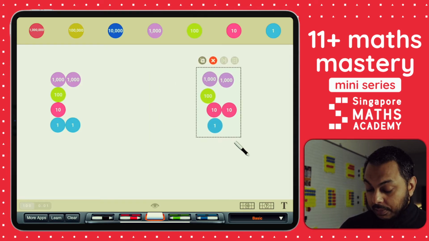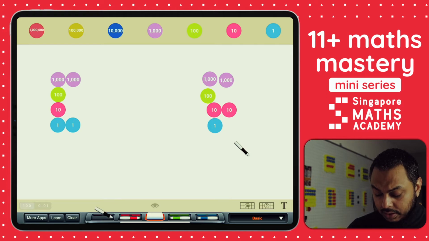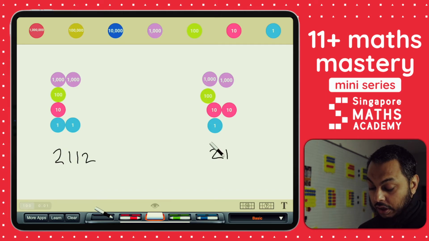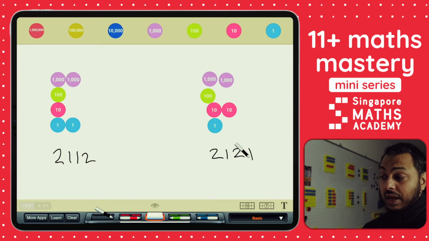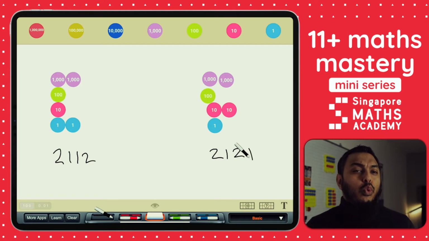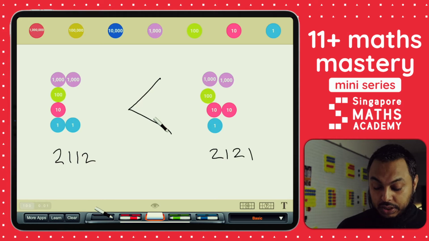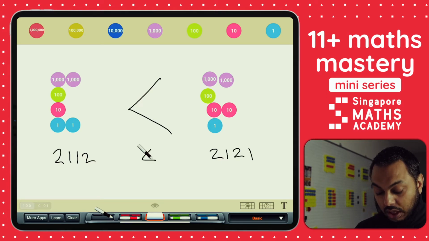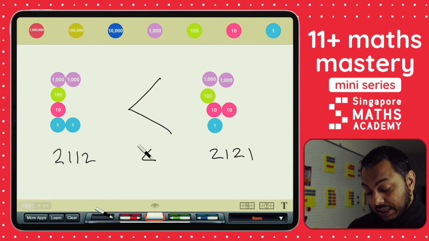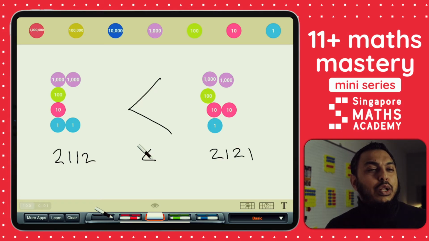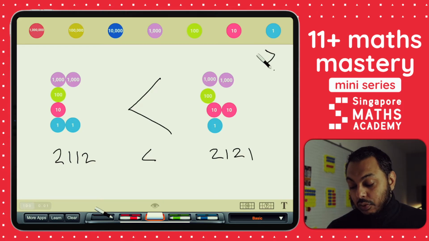So I've got the greater number on the other side. So what were the numbers again? Let's have a look. 2,112 and 2,121. Now the greater number is on the right hand side. So what did we say? The greater number always points at the smaller one. So this is the greater number. It's pointing towards the smaller one. So we say 2,112 is smaller than 2,121, or 2,121 is greater than 2,112. So that's different ways we can look at this symbol, the greater than or less than symbol.